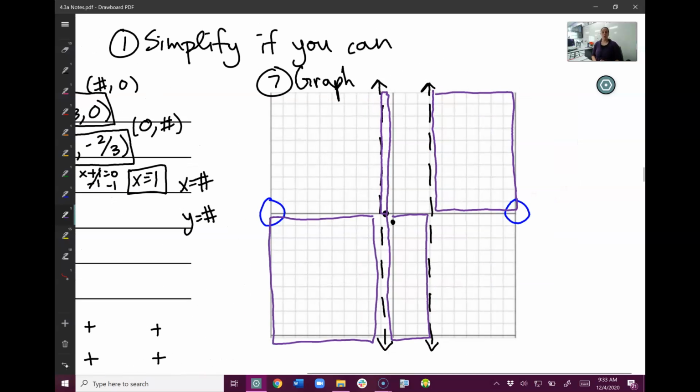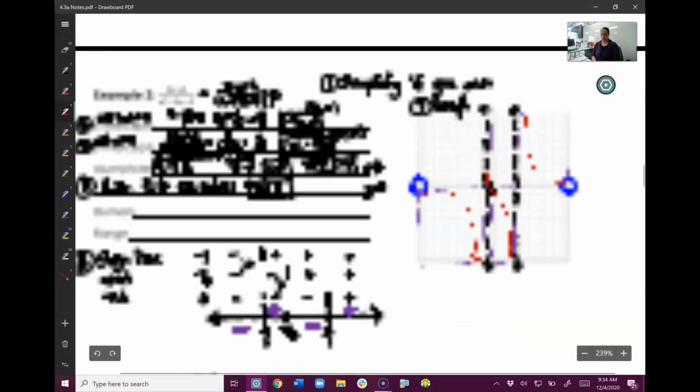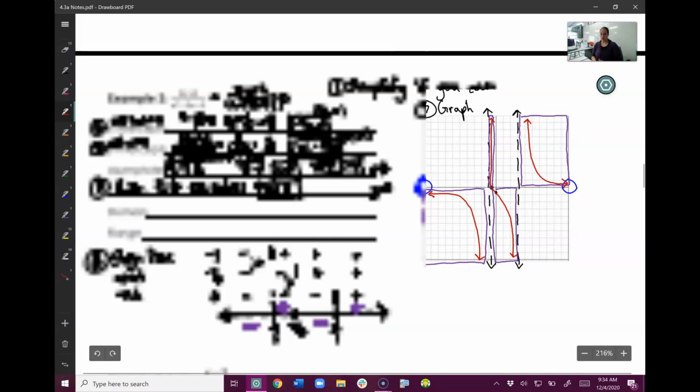Now I want you to pause the video, see if you can graph this one correctly, and then come back and see how you did. Welcome back. That is how your final graph should look. And that is our last example for this lesson. We have graphed rational functions.